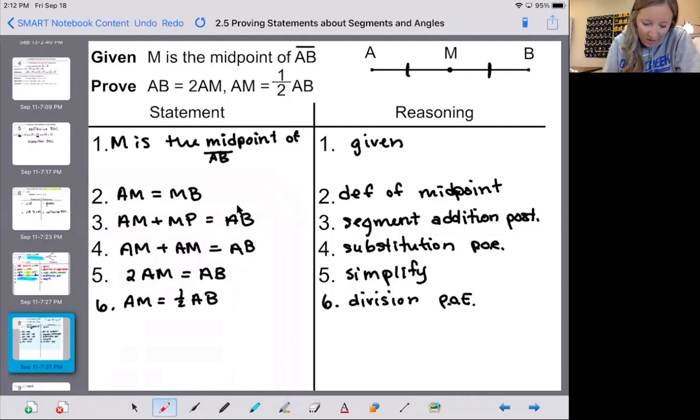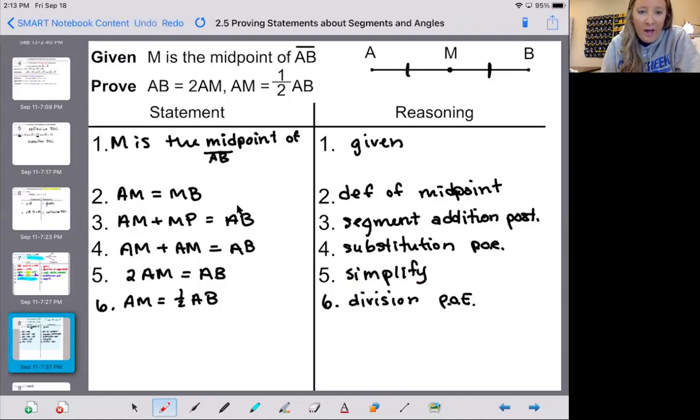Okay. Next, I substituted AM in line 3 for MB. And so all I did was plug that in from line 2, right? I took something that was equal and I substituted it in. So that was my line 4. But then from there, I noticed that I had like terms. And so AM and AM, if I add them together, of course, there are 2 of them. And so that's how I got 2 AM. And you could put combine like terms, or you could just put simplify.